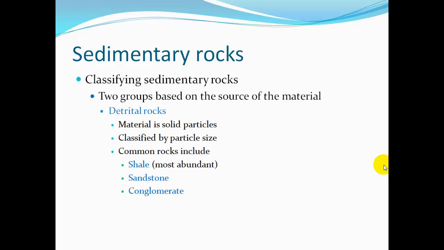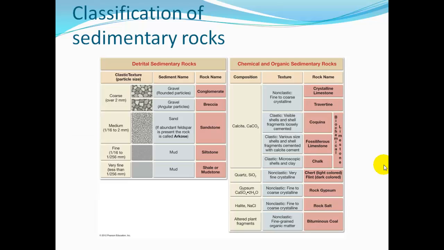We classify them partially based on size of particles. Our detrital rocks are made of solid particles, and we classify by particle size. Our common rocks here are shale, sandstone, and conglomerate. So over on the left side of our sedimentary rocks is our detrital sedimentary rocks that we identify by grain size. Our other kind of sedimentary rocks will be our chemical and organic sedimentary rocks, and they form crystals that come out of solution and precipitate.